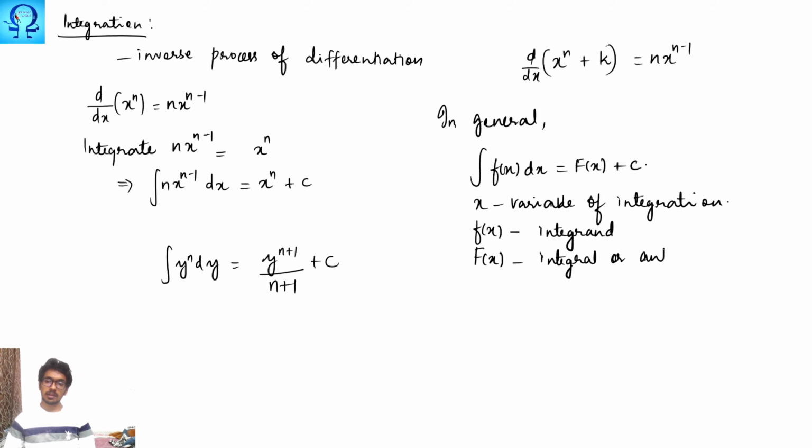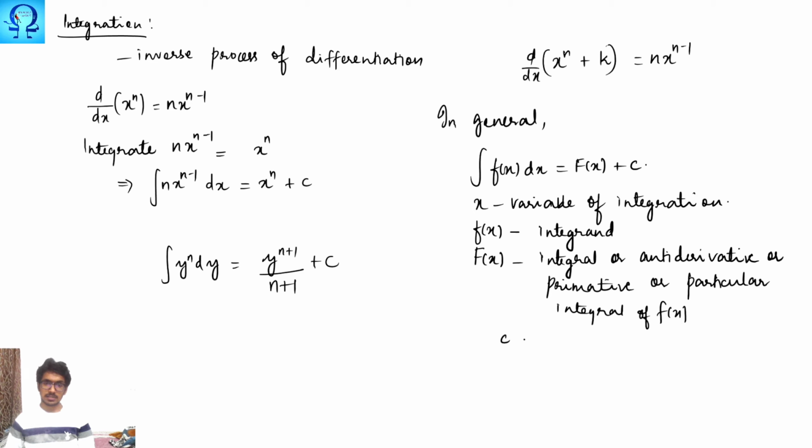or antiderivative, or primitive, or particular integral of small f of x, and c is called the constant of integration. The process of finding the integral is called integration.